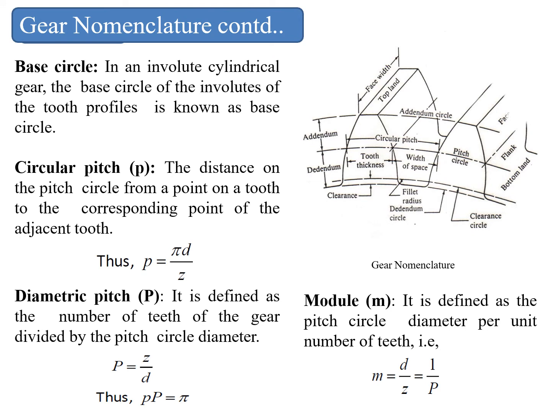The next is base circle. In an involute cylindrical gear, the base circle of the involutes of the tooth profile is known as the base circle.